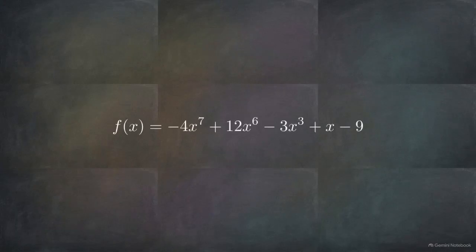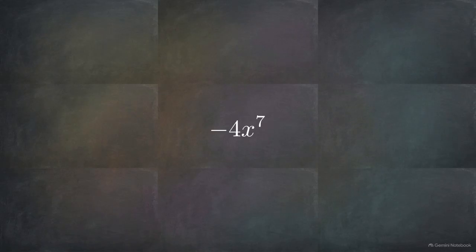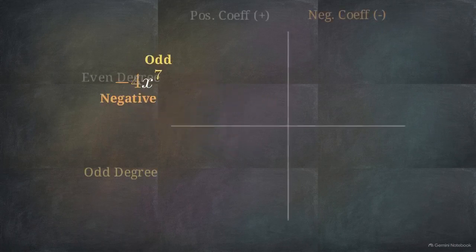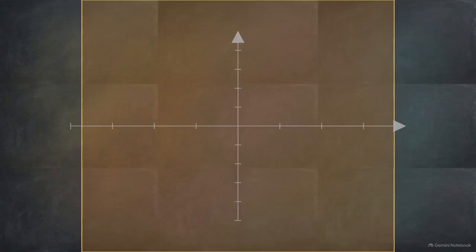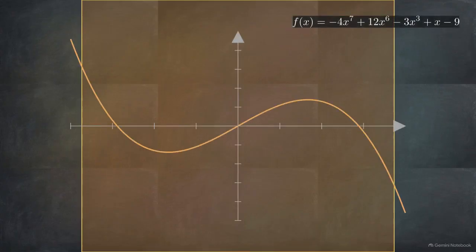We can test this against a complex equation like this one. We immediately filter the equation, crossing out every term except the highest power. We look at negative 4x to the 7th. The exponent is odd, and the coefficient is negative. This maps to the bottom right quadrant of our matrix. The macro shape is immediately clear. It descends from positive to negative infinity.